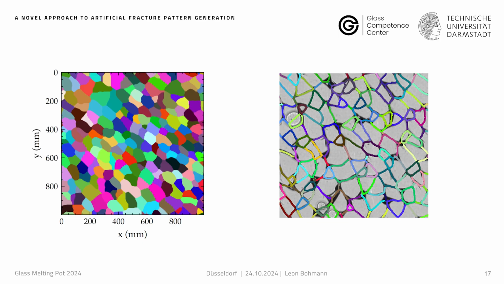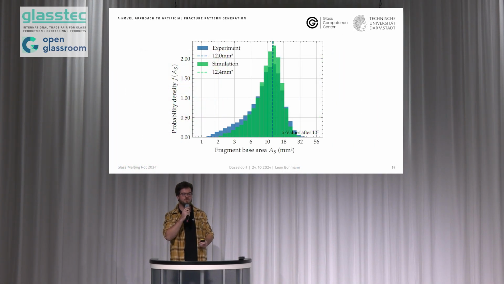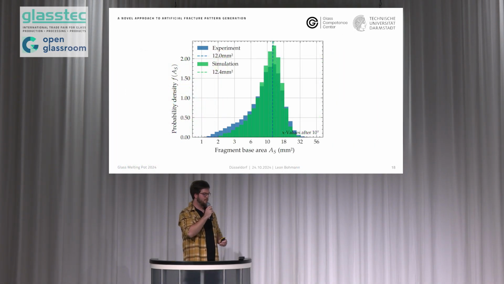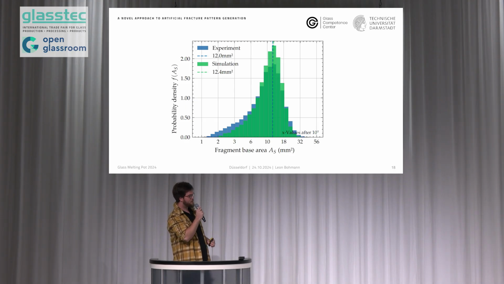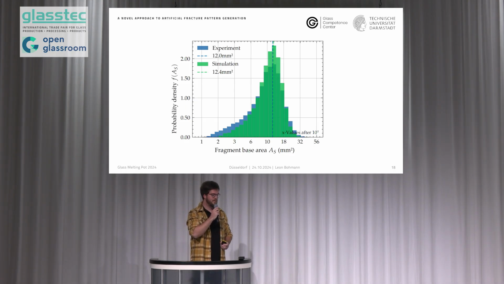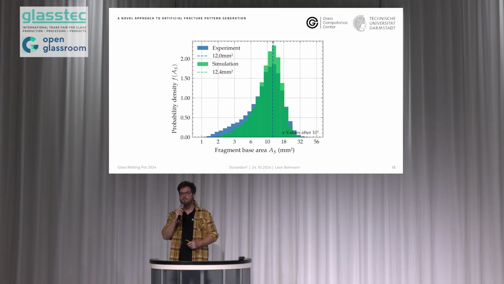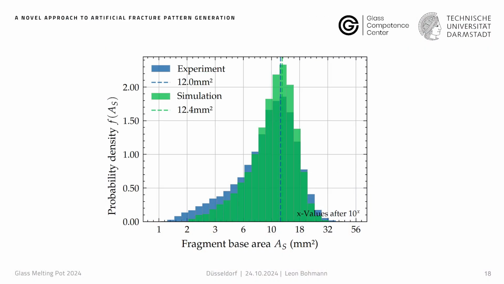But doing the comparison optically only is not very scientific, so we look at the overall fragment distribution. Here you can see on the x-axis the fragment base area, and on the y-axis the probability density of such base area. This graph shows us that the mean fragment area of the fracture pattern is modeled pretty nicely, and we also get smaller and bigger fragments that match the function of the experiment pretty well.